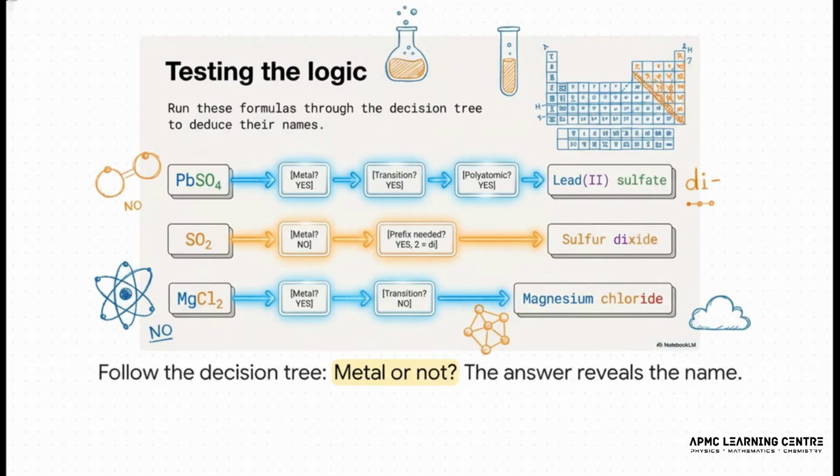So let's put it all together. Let's try one. How about MgCl2? Okay, first question. Is magnesium a metal? Yep. Is it a transition metal that needs one of those Roman numerals? Nope. So it's just magnesium chloride. Simple. Now, what about SO2? Is sulfur a metal? No. So we need our prefixes. That gives us sulfur dioxide. You see how that logic just flows?